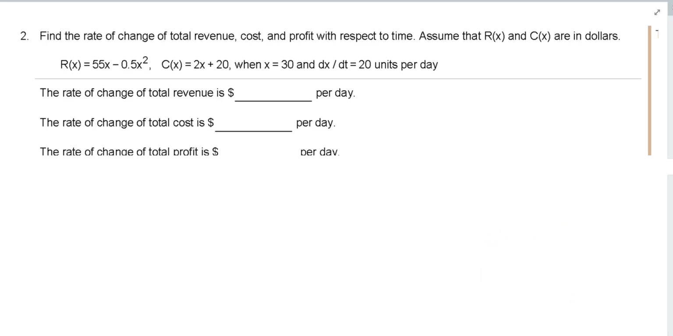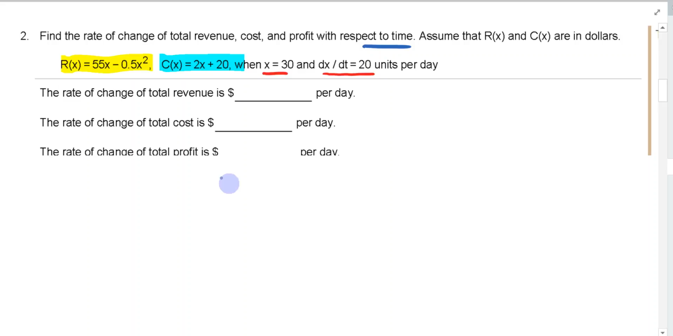Number 2 says, find the rate of change of total revenue, cost, and profit with respect to time. Remember, that's going to be the dt. Assume that R(x) and C(x) are in dollars. Here is our revenue function, and here is our cost function. And then we've got some parameters. We've got x is 30 and dx/dt is 20.